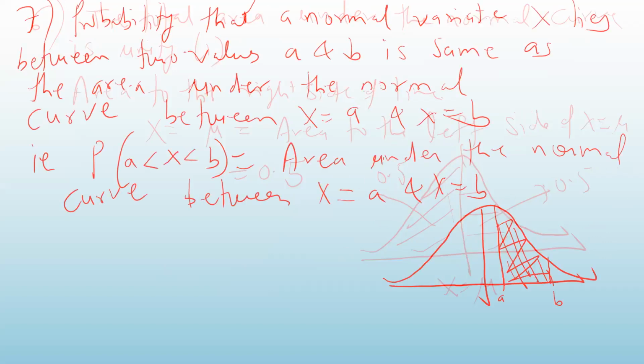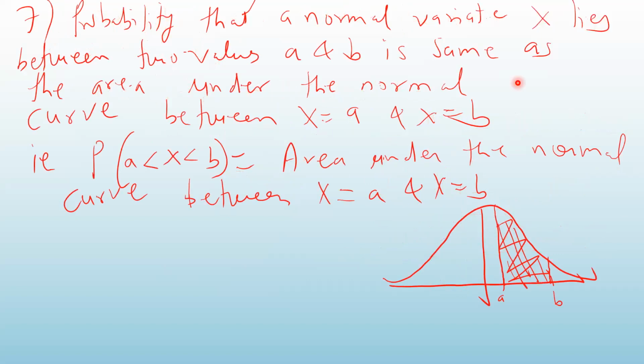Next one: the probability that a normal variate x lies between two values a and b. If you want to calculate the probability that x is between a and b, it is equal to the area under the curve between the points x equal to a and x equal to b. Because x is a continuous variate, with respect to every value of x you have a point on the real line. So to find the probability that x is between a and b, you have to see where a is, where b is, and then take this area. Now the question comes: how to find the area?